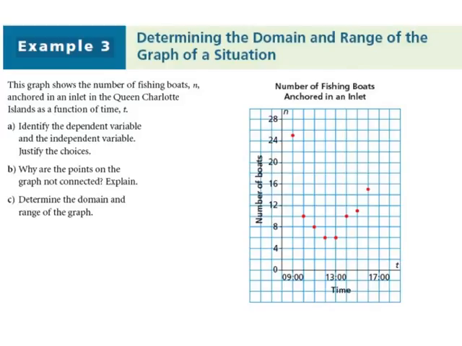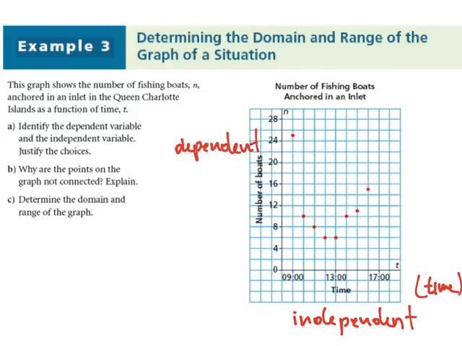So let's first identify the dependent variable and the independent variable. In a graph, the independent variable is always written as the horizontal axis. That means that it is time. Therefore, the dependent variable, in this case, is the number of boats.